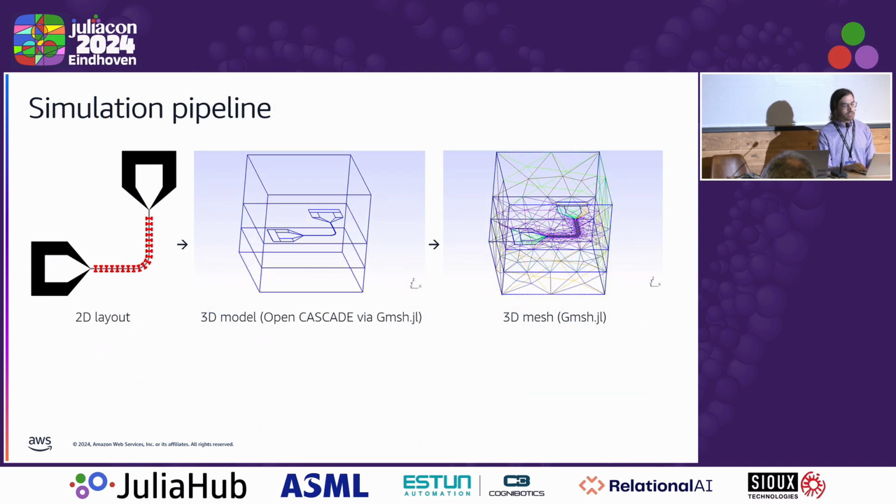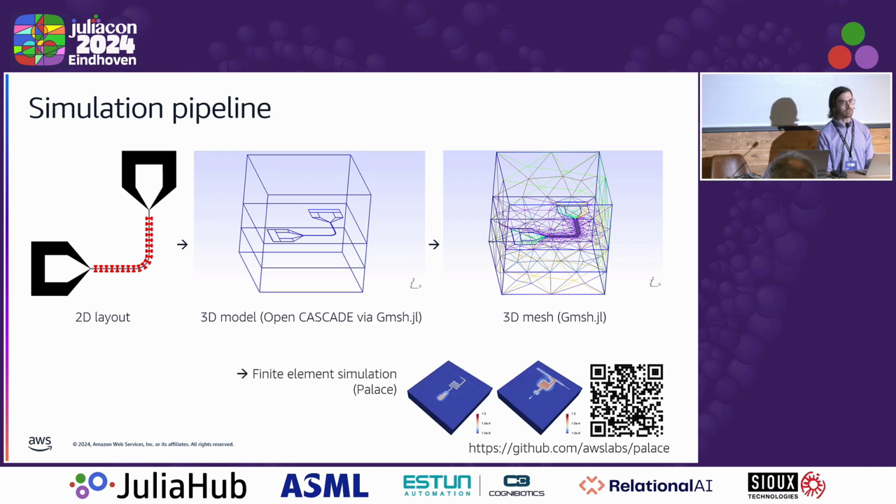Then for the simulation pipeline, this is talking about going from a 2D representation of our device together with information about the fabrication process to generate a 3D model. We use the Open Cascade geometry kernel via the Gmsh.jl interface package, and then generate a 3D mesh, which we then use for finite element simulation. The tool we use for that, we've also developed in our team. It's called Palace, which we use for large-scale electromagnetic simulations over hundreds or thousands of cores. It's not in Julia, but it's very cool. You should check it out.